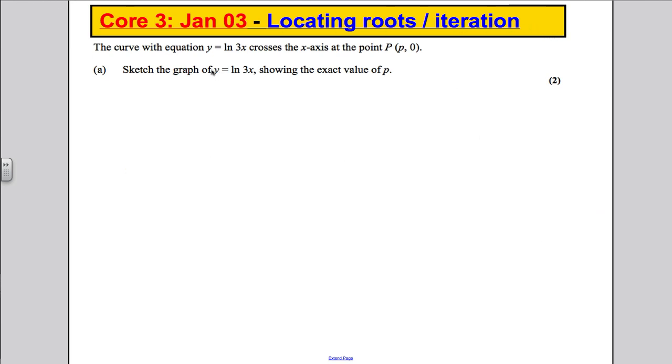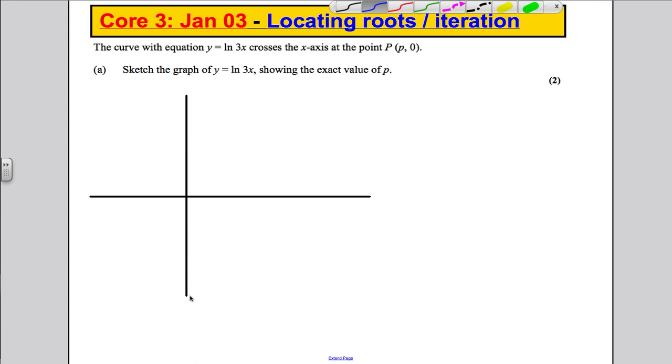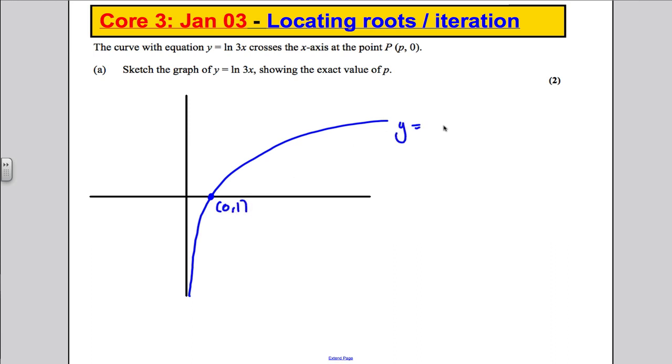Okay, working through bit by bit, it says we've got a curve y is ln 3x, it crosses the x-axis at the point P, P0. Sketch the graph of ln 3x showing the exact value of P. Well, just in general, you know that ln x graph looks like this, going through 0, 1, that's a normal y is equal to ln x graph. And you want to sketch the graph of ln 3x, and you want to find this value of P here.